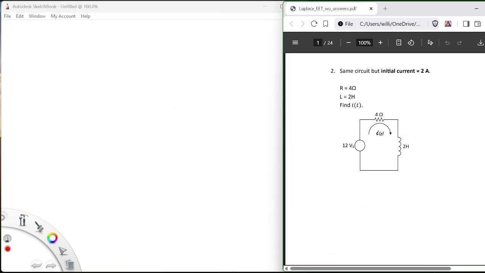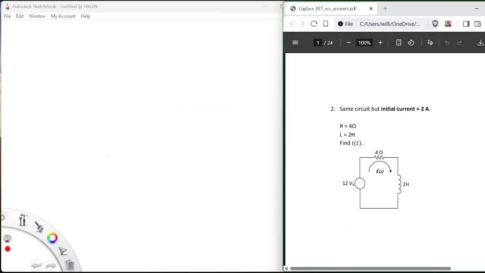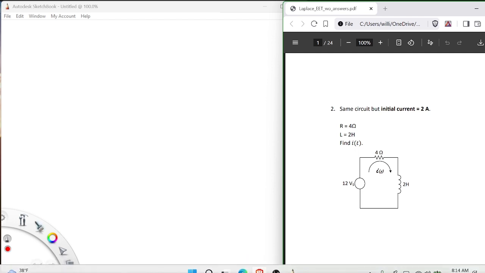Are these fun or what? They're not fun, and they get harder, but basically they're this, you get the idea. So now we've got another one.